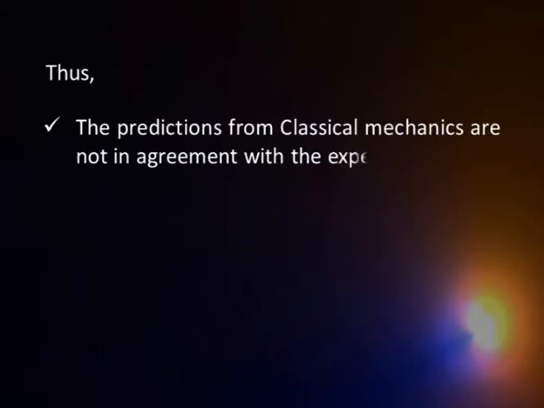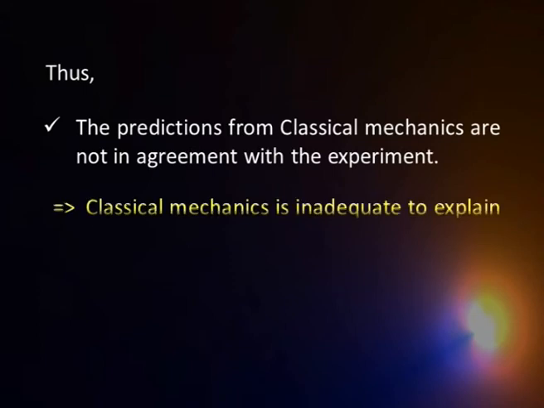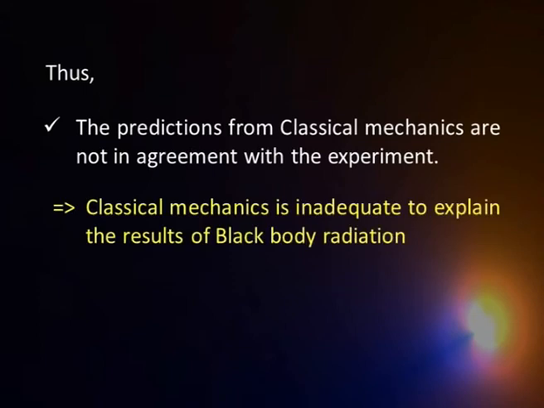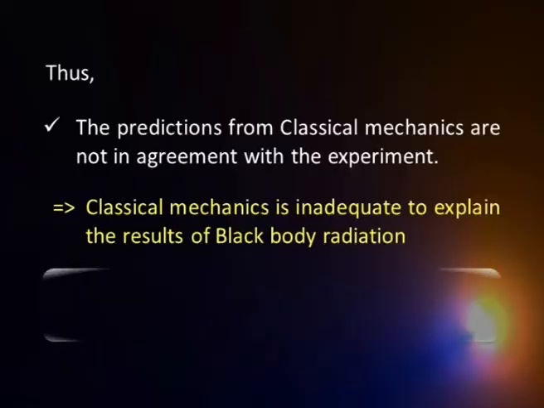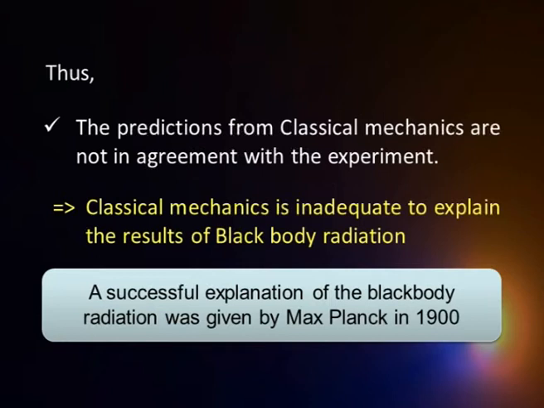That means our classical attempts to explain blackbody radiation happen to be inadequate. So we find that predictions of classical mechanics are not in agreement with experiment, and classical mechanics is inadequate to explain blackbody radiation, and we need something different from this mechanics now. And such an explanation of the phenomenon was given by Max Planck in the year 1900, about which we will talk maybe in the third episode.